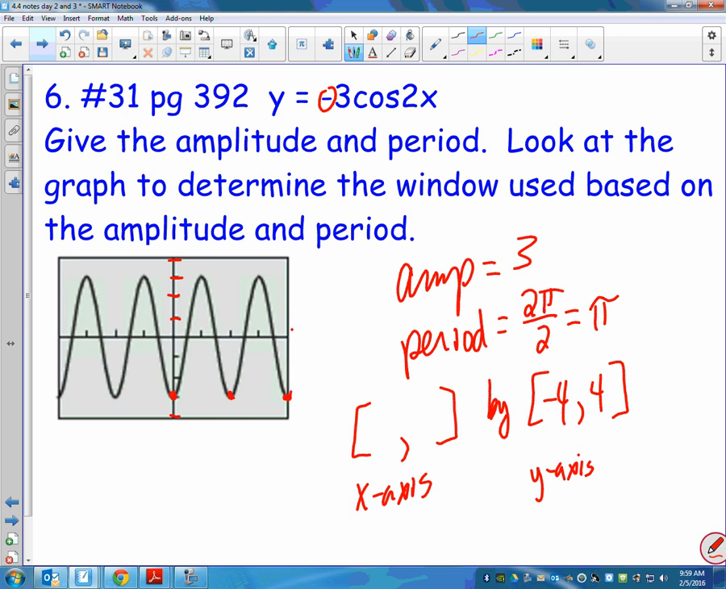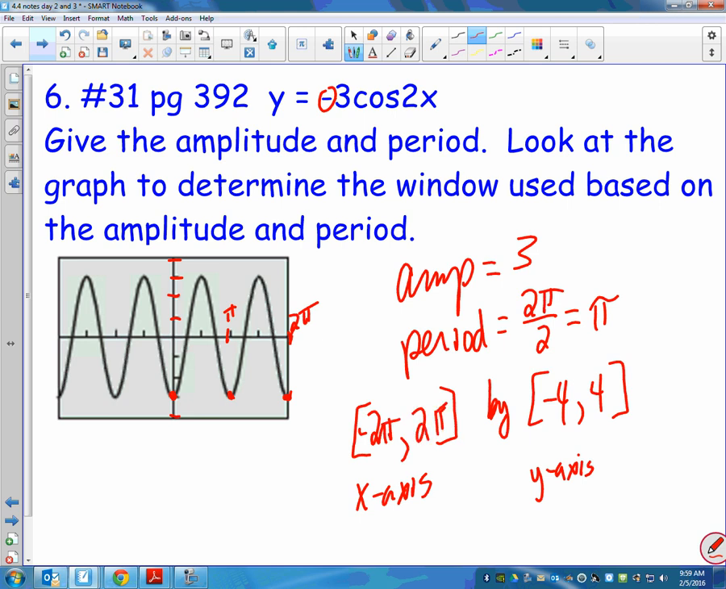So if the period is pi, what does this mark right here have to be? 2 pi, right? Because this would be pi. And then if we go again, it's pi plus pi, 2 pi. And you can see that the other side is exactly the same. So then we're just going to say -2 pi.